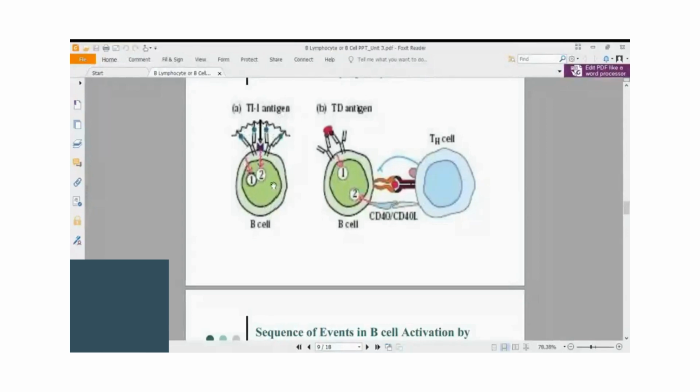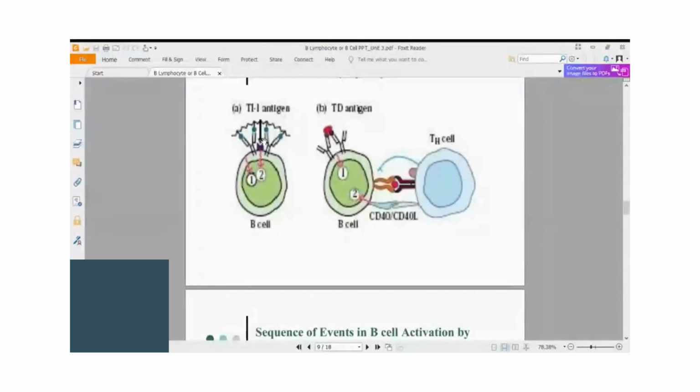And the TI2 antigen, T independent antigen 2, is another special category of organic compounds of bacterial or viral origin, and they are generally glycoproteins or complex proteins, and the flagellins of the bacteria.